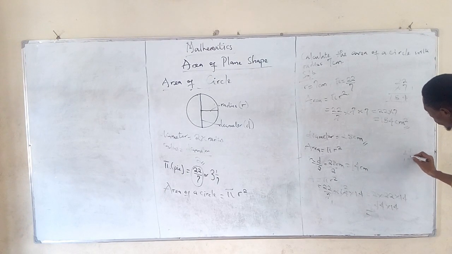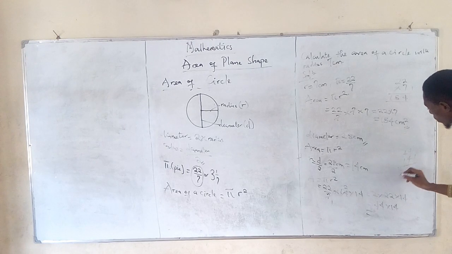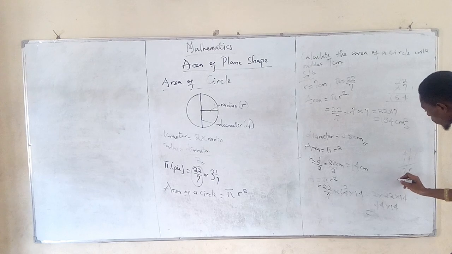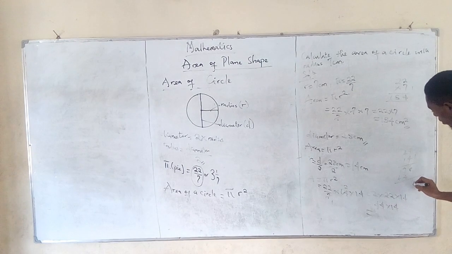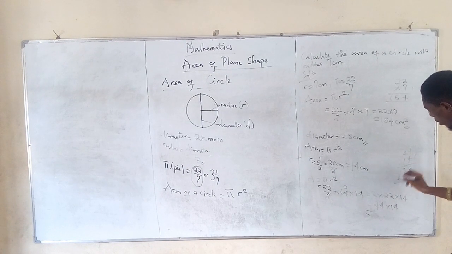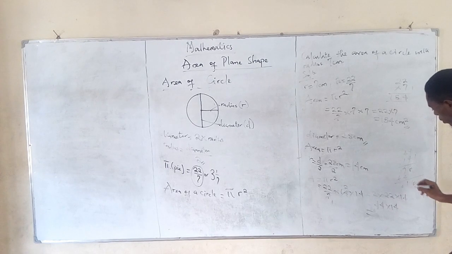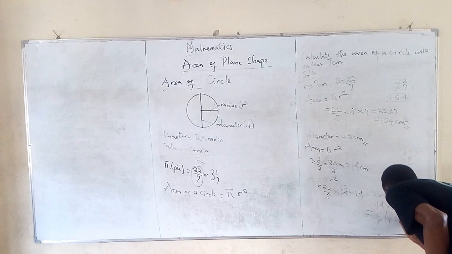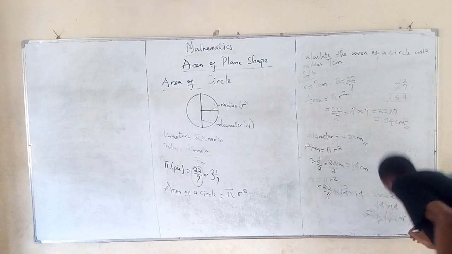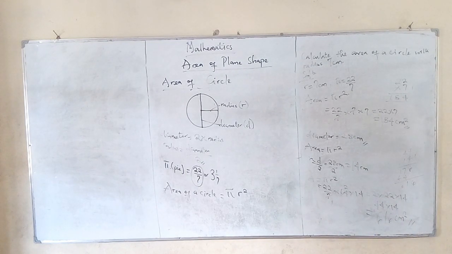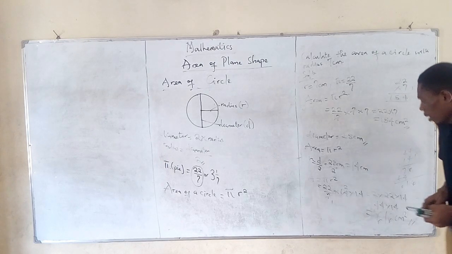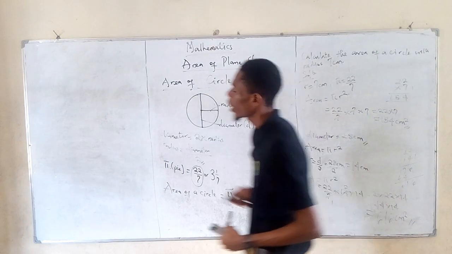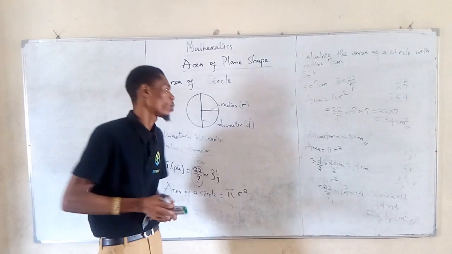So 44 multiplied by 14, let's try it out and see what we get. 4 times 4 is 16, carry 1. 4 times 4 is 16, plus 1 is 17. 4 times 1 is 4. 4 times 1 is 4. So we have 6, 1, 6. 616 centimeters squared.